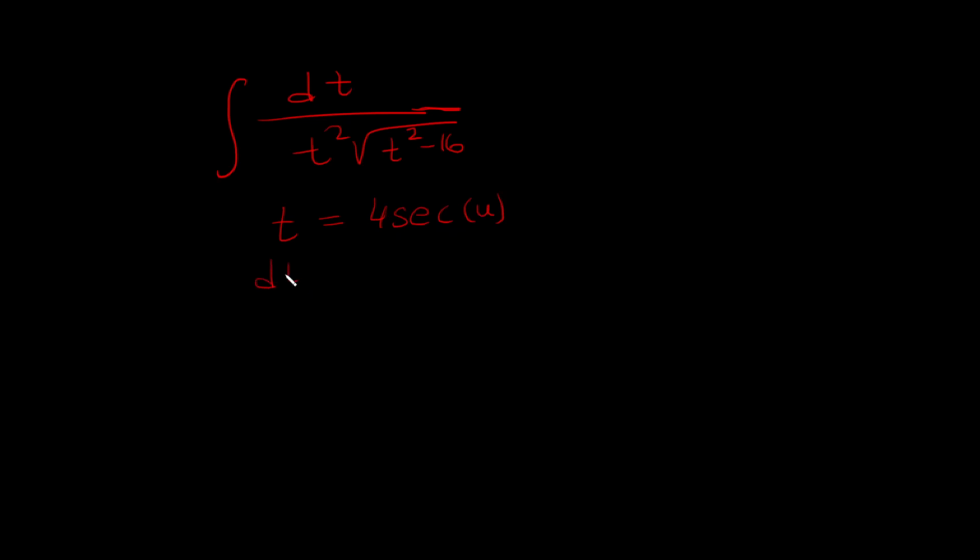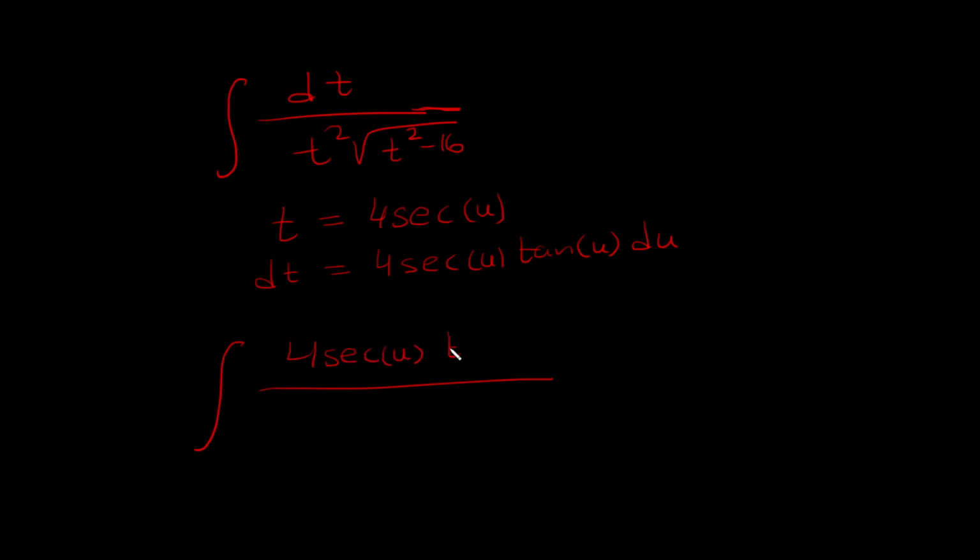So the derivative of t, the derivative of secant, is secant tangent. And now we're just going to replace it. So on the top we have dt, which is 4 secant tangent du. And on the bottom we have t squared. Well, t is 4 secant, so if you square that you get 16 secant squared u.